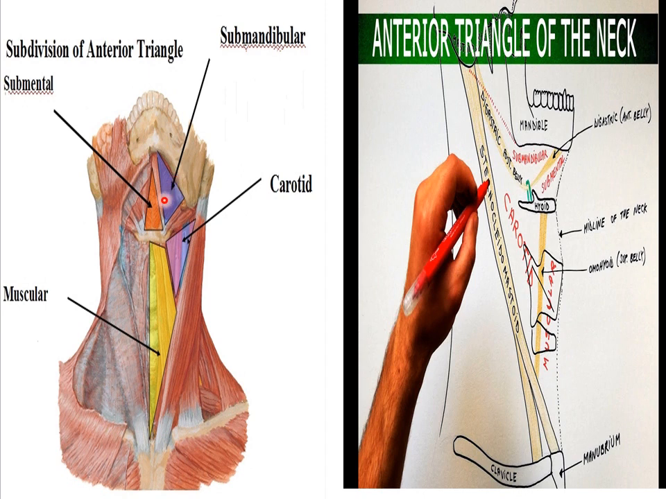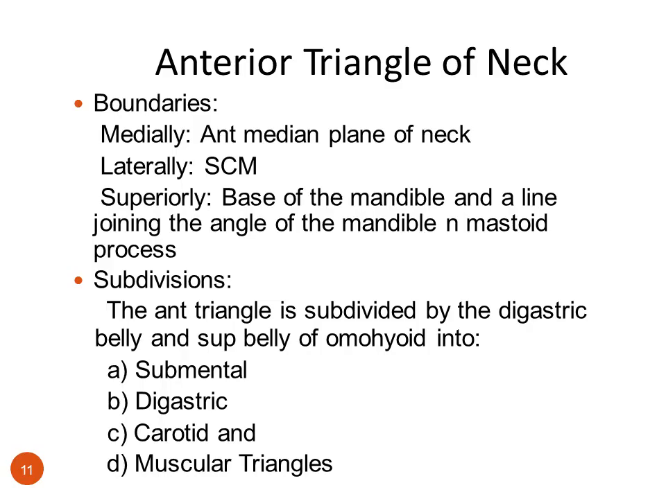neck region. Next, the boundaries of the anterior triangle of the neck. Again the same. Medially, the anterior median plane of the neck. Laterally, the anterior border of sternocleidomastoid. Superiorly, the base of the mandible, and a line joining the angle of the mandible and the mastoid process. Up to there you have the superior extension of the anterior triangle.